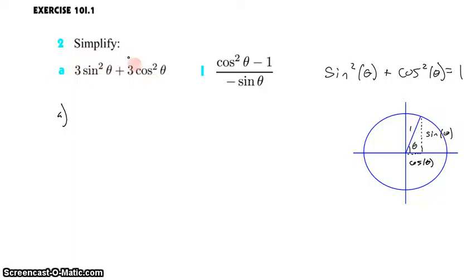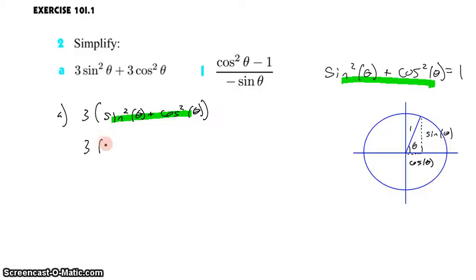Here I have 3 in both terms, so I'm going to factorize out the 3, and I'll get sine squared of theta plus cosine squared of theta. Now I have my identity, which is equal to 1. So that's 3 times 1, or just 3. That's not too bad.